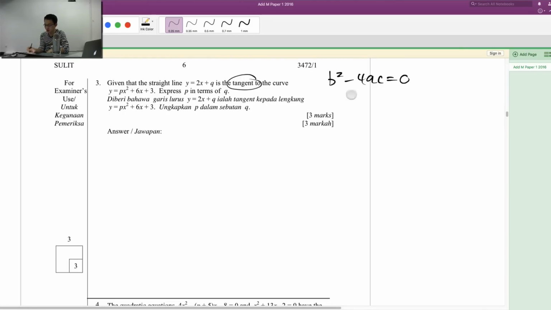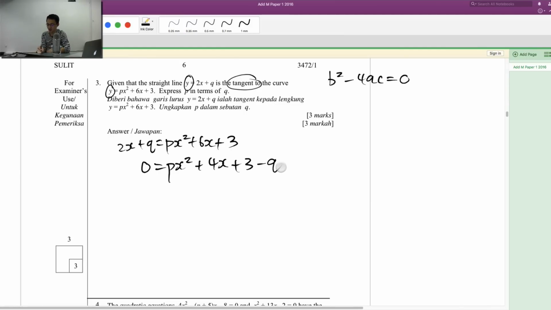Before we do b squared minus 4ac, you have to make sure you substitute the y. So therefore, I will say 2x plus q equals px squared plus 6x plus 3. I just substitute y into the y. Then I will make it equal to 0, because this is how we get a, b, and c. So px squared, 2x moves to this side as minus 2x, so I get 4x, then I will get 3 minus q. Over here, you should know how to get your a, b, c. Your a will be p, your b will be 4, and your c will be those things that do not have x.